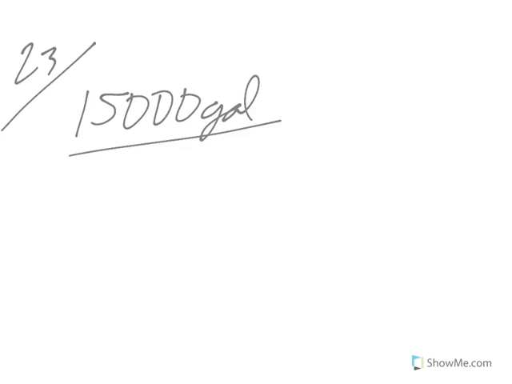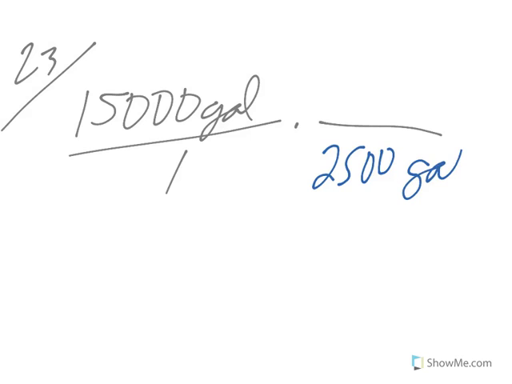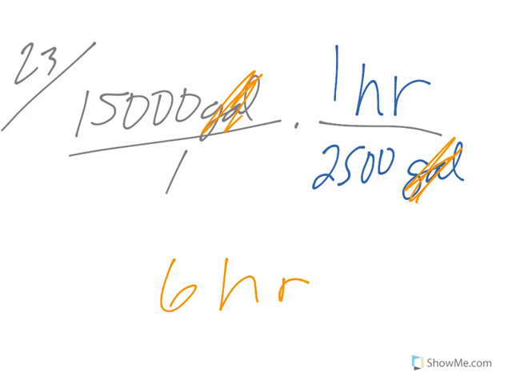There are 15,000 gallons of water in your basement. That's a lot of water. How long will it take the 2,500 gallon per hour pump to pump all the water out? So 2,500 gallons per hour. You can do 2,500 gallons in 1 hour. That makes my gallons cancel out. I divide. It'll take 6 hours. Turn the page. 24. Okay, 24, I don't really see this as being a conversion problem.